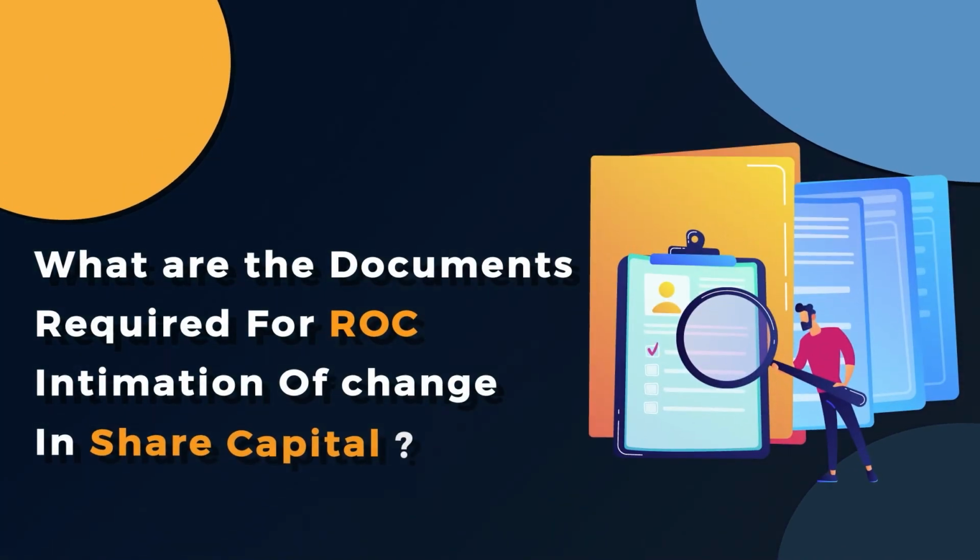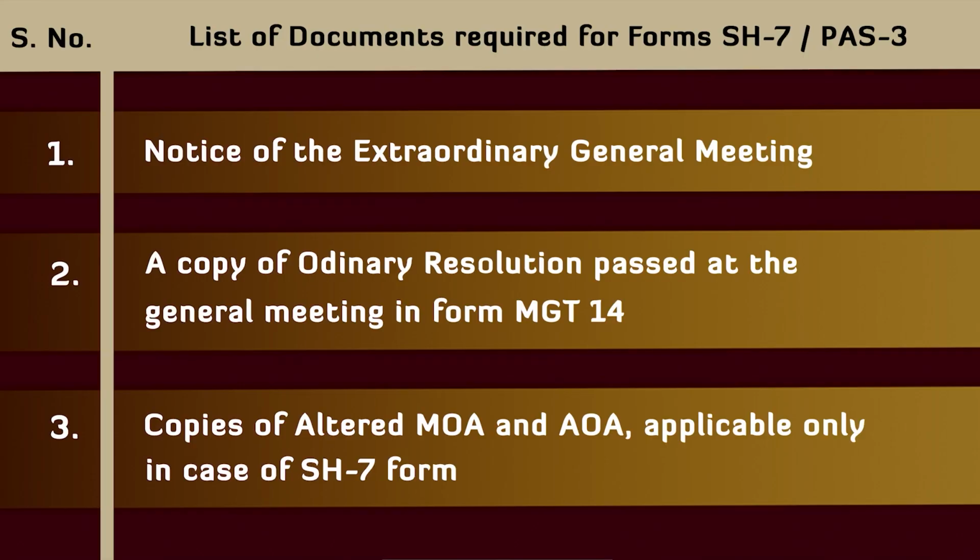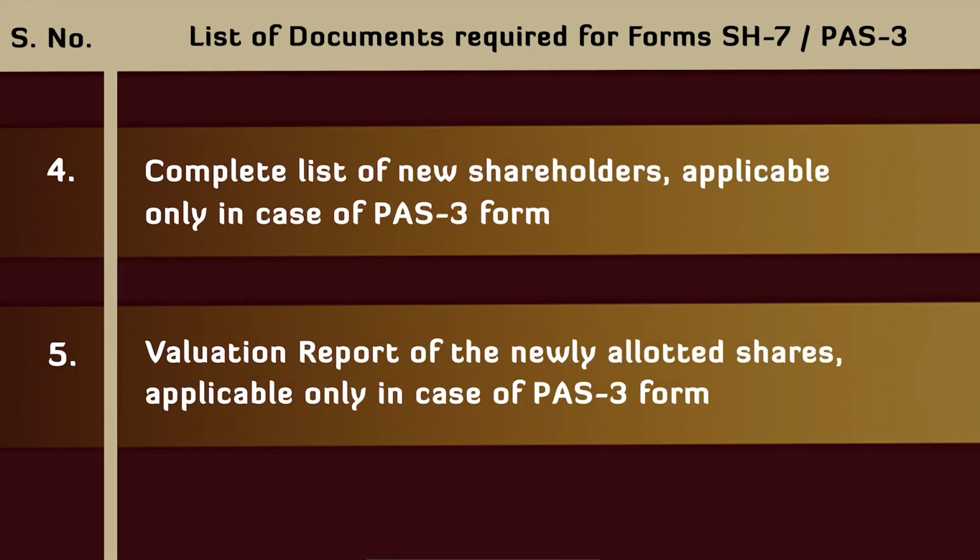Before we end the process, let me list all the necessary attachments for forms SH-7 and PAS-3. So what are the documents required for the ROC intimation of change in share capital? The necessary attachments for filing SH-7 and PAS-3 would include: Number 1. Notice of the Extraordinary General Meeting. Second, copies of altered MOA and AOA, applicable only in case of SH-7 form. Fourth, complete list of new shareholders, applicable only in case of PAS-3 form. And fifth, valuation report of the newly allotted shares, applicable only in case of PAS-3 form.